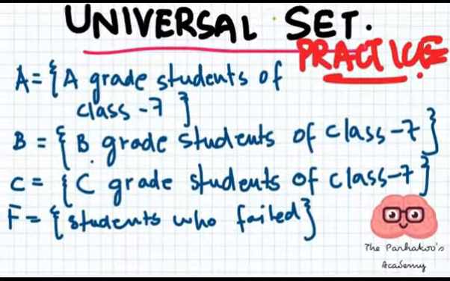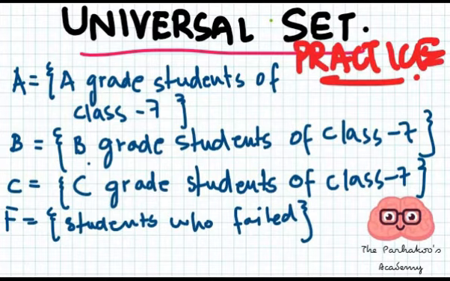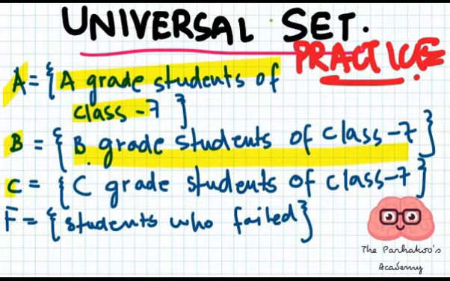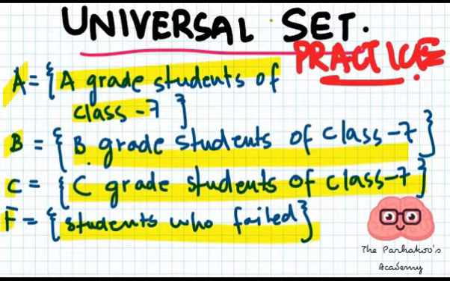Now let's see this example. It's a bigger one, it seems to be. So the first one is the A grade students of class 7, right? B is the B grade students, C is the C grade students, F is the students who failed. So what would be the universal set?